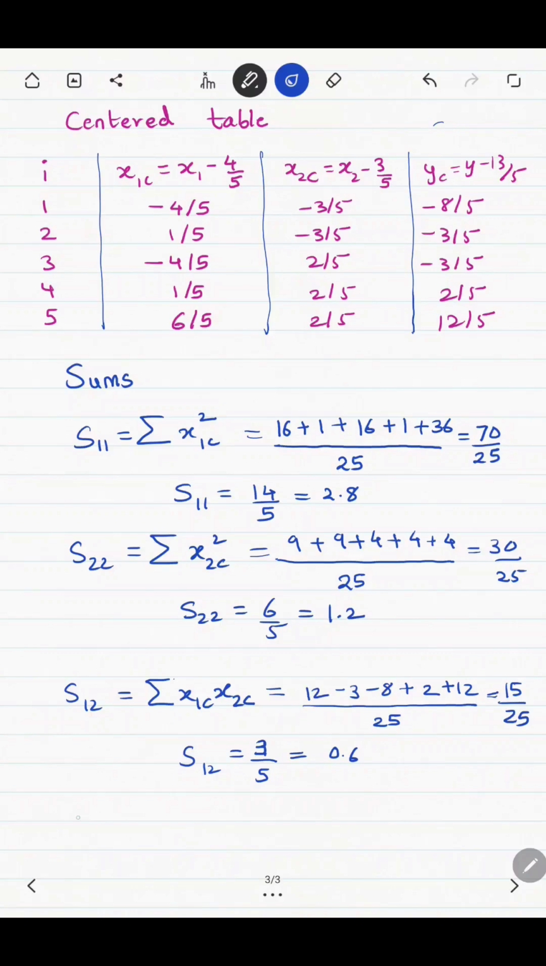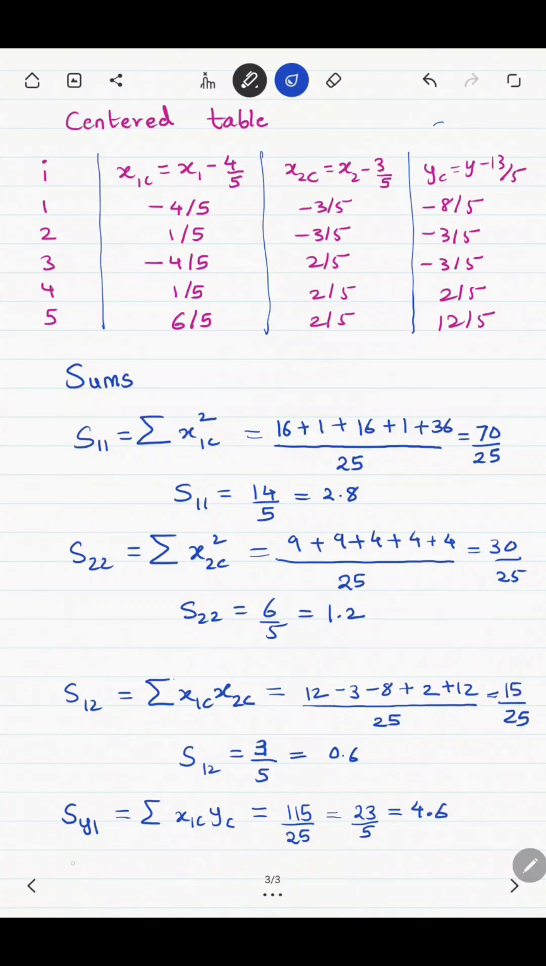Sy1, similarly, we'll calculate the product of all the x1c and yc values. And by doing that, we'll get the Sy1 similarly as 115 divided by 25 or 23 by 5, or we can simplify it further to 4.6.